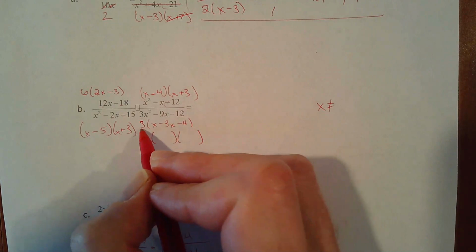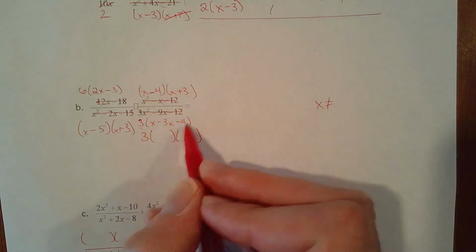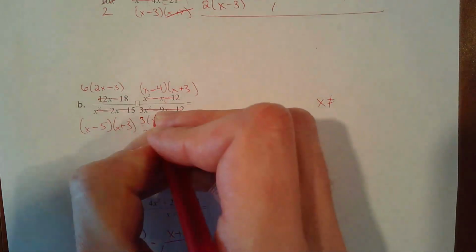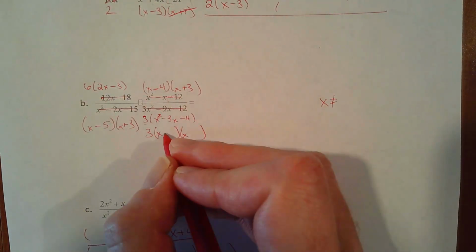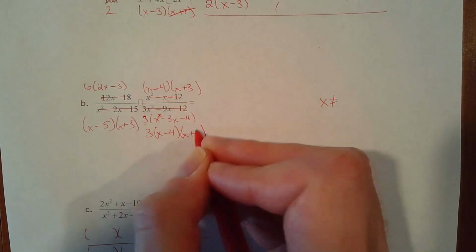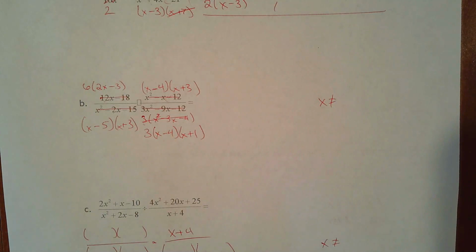Out of these three, I took a 3 out. So do this, I'm done with that, but I can go further. Okay, so this should be a squared. It'd be x, x, and this looks like negative 4, positive 1. Okay, so then cross that guy out.